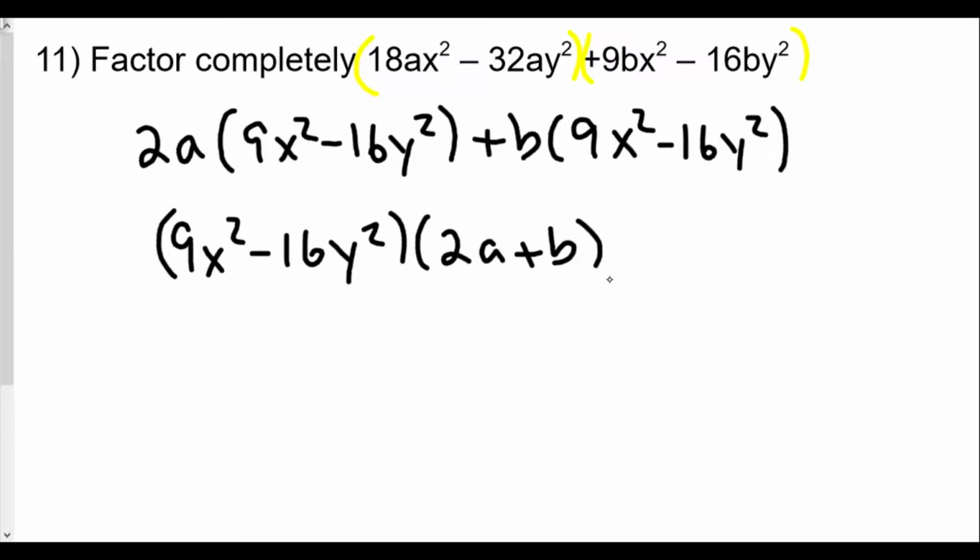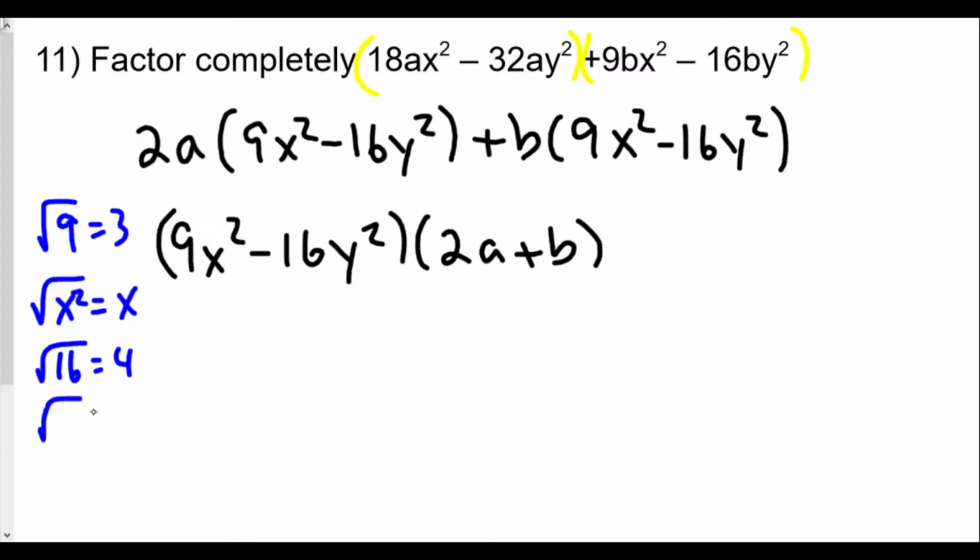It would seem that we're finished, but the thing is this. We're looking at that 9x squared and the 16y squared. We're like, that's a perfect square minus a perfect square, right? Because I know the square root of 9 is 3. The square root of x squared is x. The square root of 16 is 4. And the square root of y squared is y.